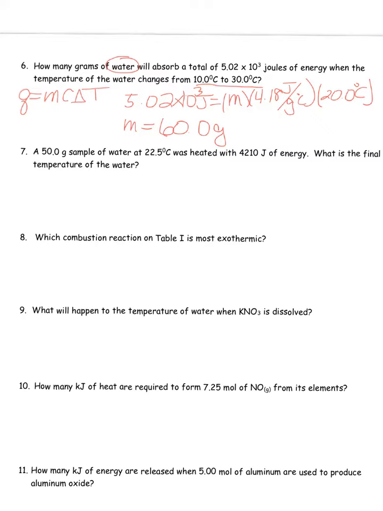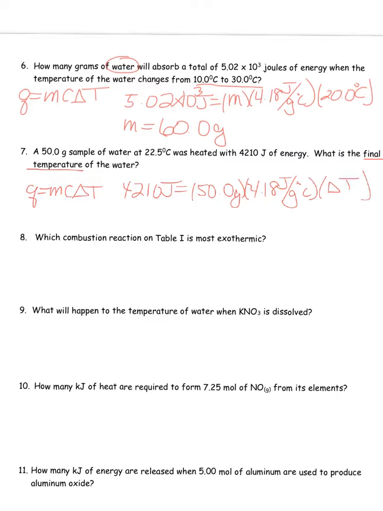Okay, problem number 7. Problem number 7 is asking for a final temperature, so we must have a temperature change going on here again. So we're going to use our Q equals mc delta T. We have 4,210 joules of energy equal to a mass of 50.0 grams. Again, this is water, so we're going to use our 4.18 joules per gram degrees Celsius. And this time, instead of putting in our temperature that they give us of 22.5, we're going to actually solve for the delta T first.